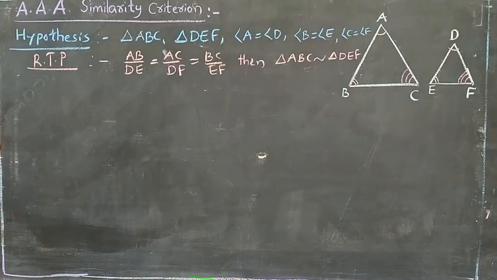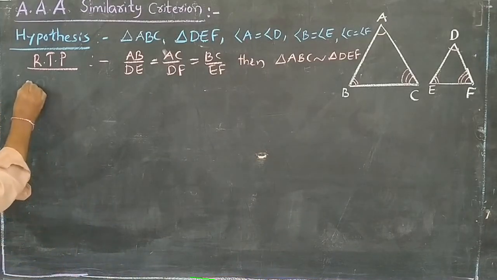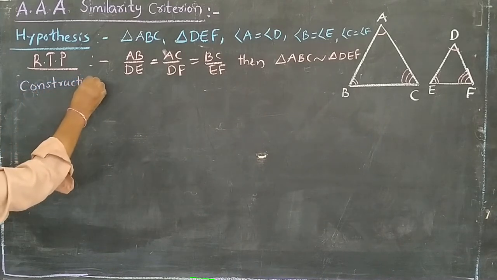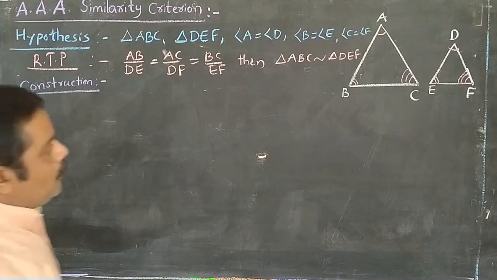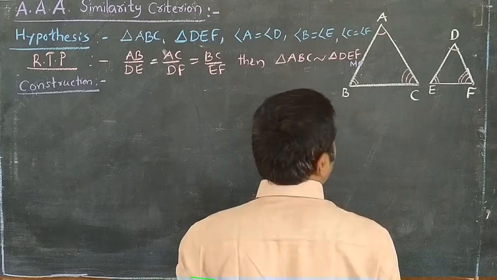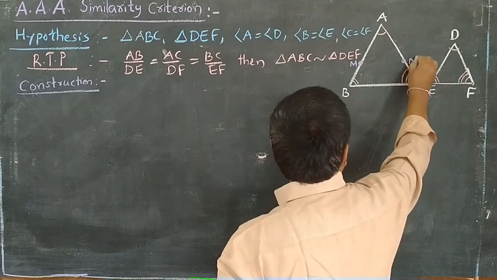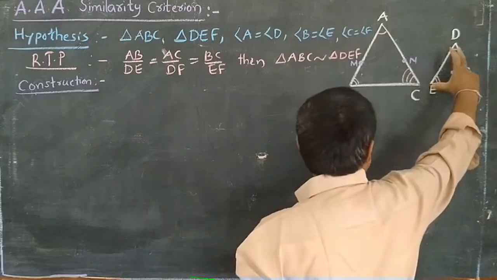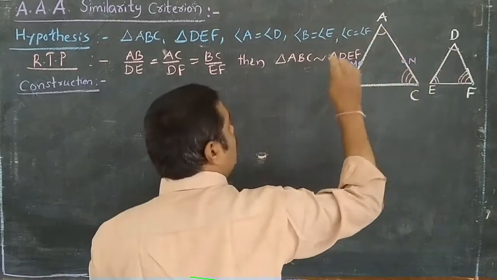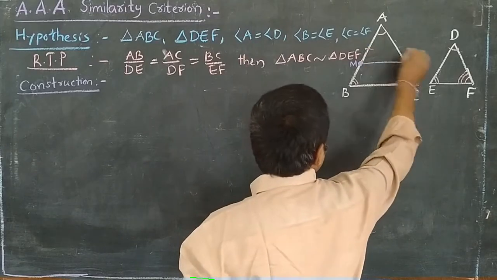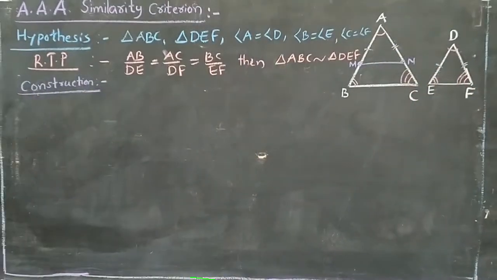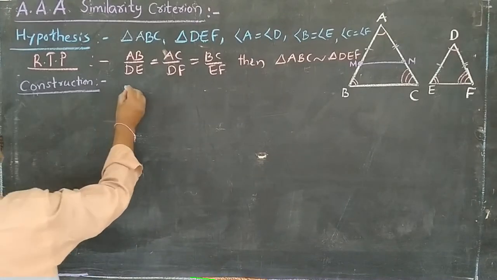Okay, clear children? So before that, we need some construction. What is that construction? Mark a point M on AB and a point N on AC such that DE length is equal to AM and DF length is equal to AN. Join MN. These two lines are equal. Clear now? That is how I did the construction. Okay, I am going to write it now.